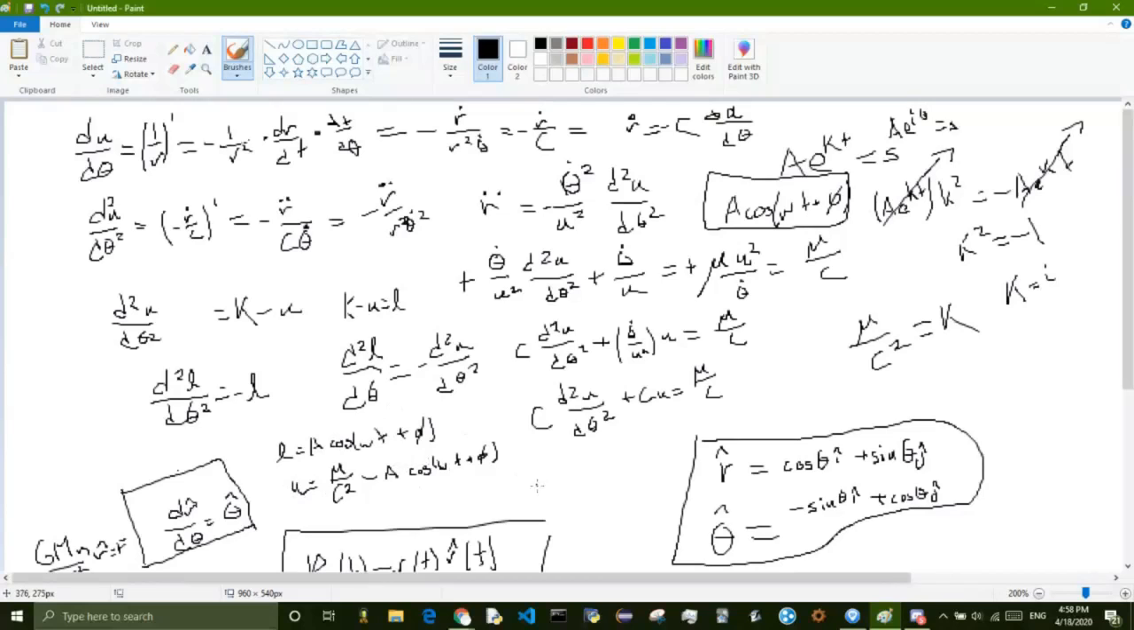And now we can finally plug in u equals 1 over r. Just take the reciprocal of this. We get r equals c squared over mu times, or plus, a times c squared cosine omega t plus the phase shift. Rather, this isn't in terms of t. Sorry, I messed up. The differential equation, everything is in terms of theta. So rather, this is omega theta. Once again, sorry about that.